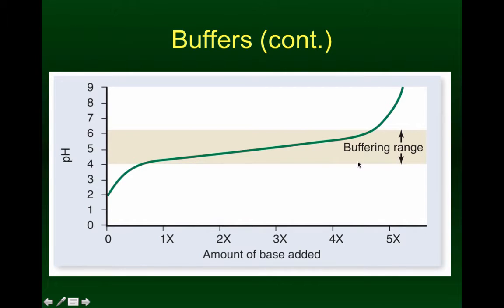Now, the buffer's only got so much room to work, and if it gets to be too big of an addition of base, then eventually the buffer runs out of H pluses to offer up. So as we go from 400 to 500, all of a sudden the pH goes through the roof because you've basically exhausted the capacity of the buffer to supply H pluses to the solution. But for a while, it did a pretty good job of keeping us within that very, very narrow range of pH.